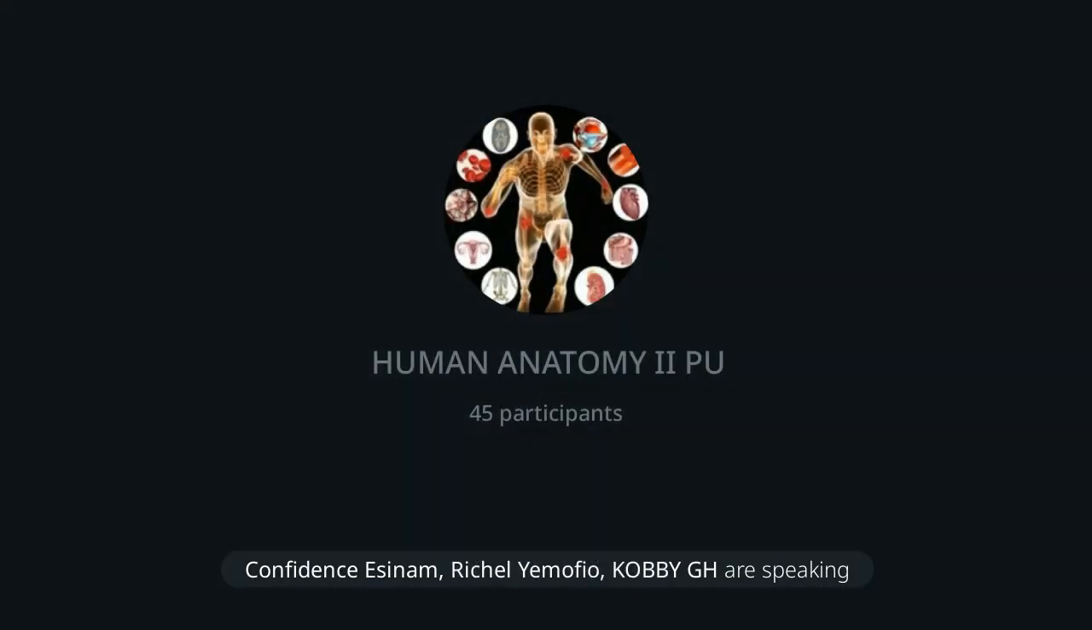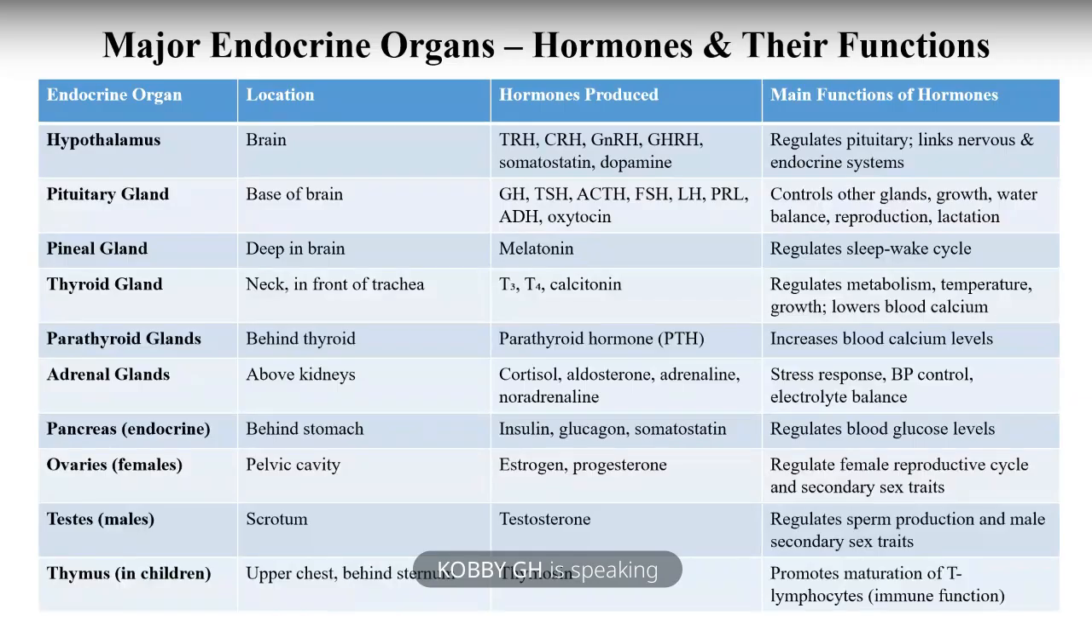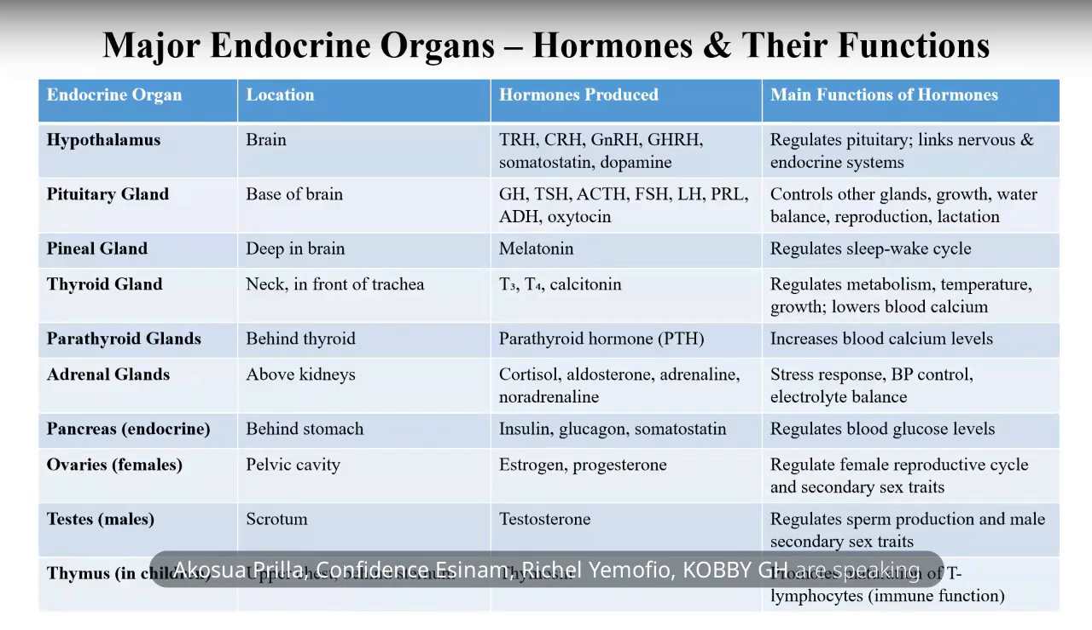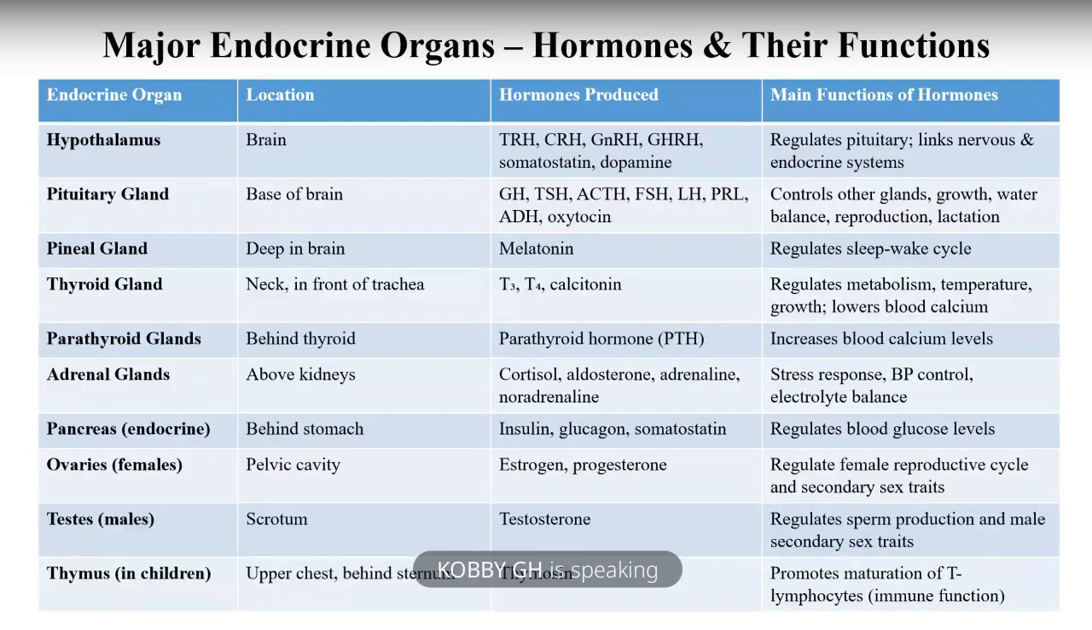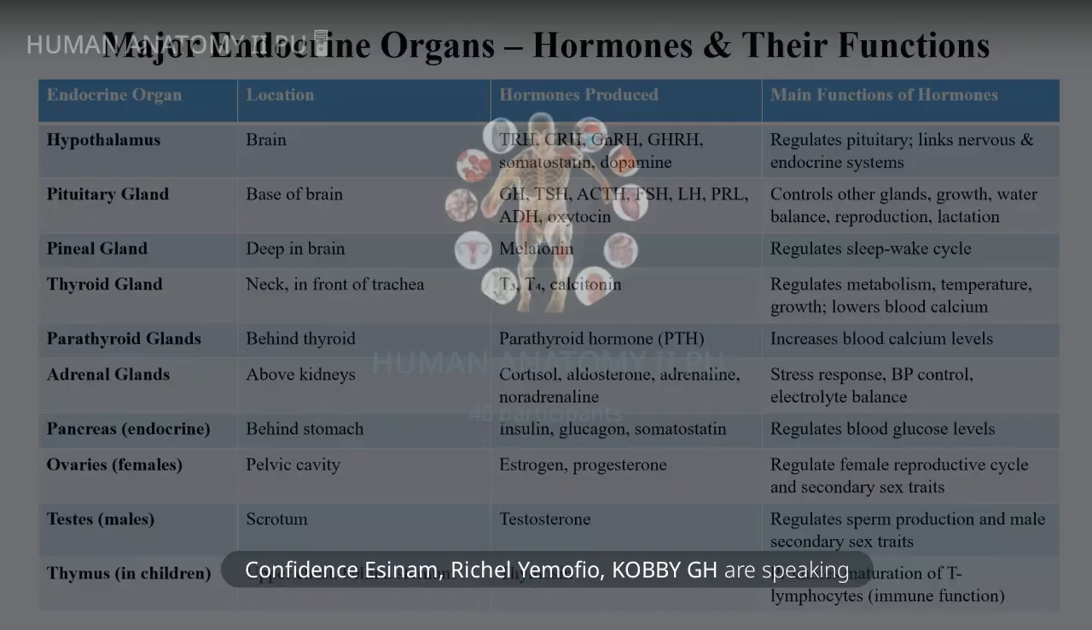The pituitary gland. Where is it located? The base of the brain. The pineal gland. Where is it located? Deep inside the brain. The thyroid gland. Where is it located? Behind the thyroid is the parathyroid gland. So the thyroid gland is in front of the neck, the anterior neck.